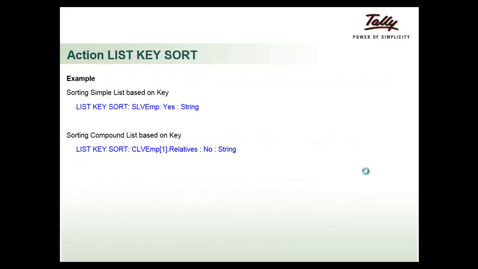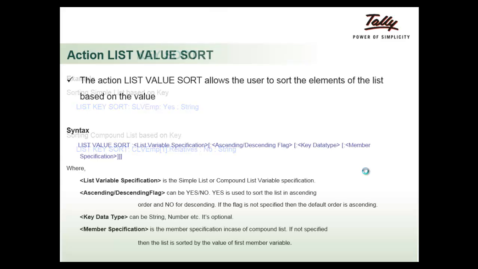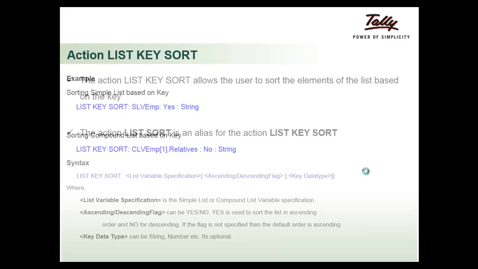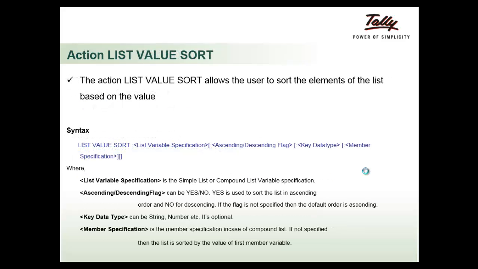So you can sort with the help of list key sort action, you can sort the elements either in ascending or descending order of the key. And we also saw in list key sort, we can override the key data type. The key data type by default is string, but you can say number and override that key data type, and based on the number data type, the elements of the list variable can be sorted.